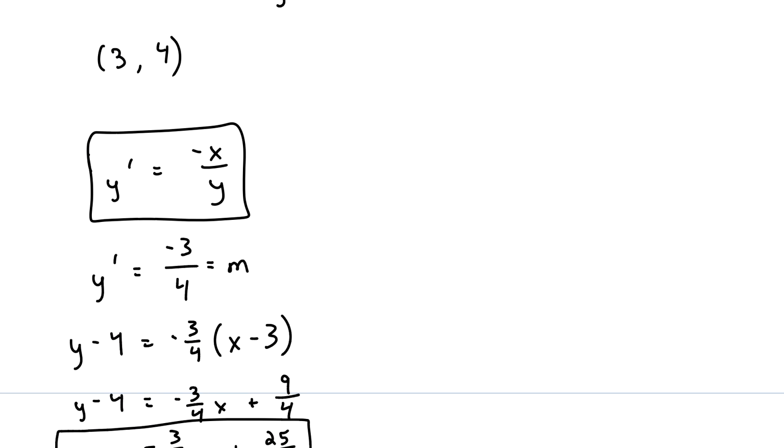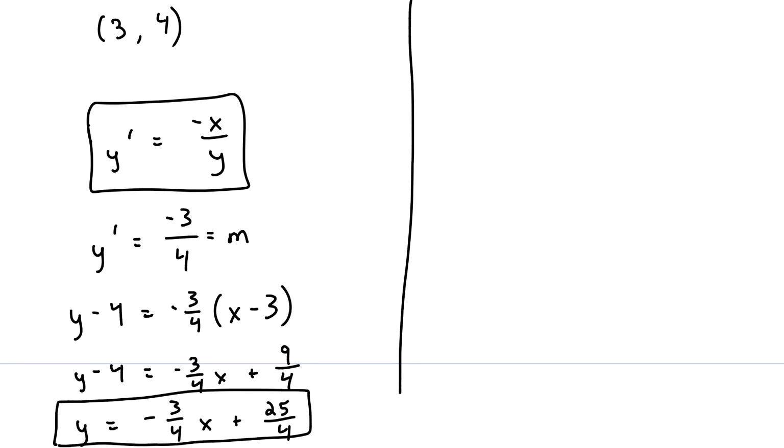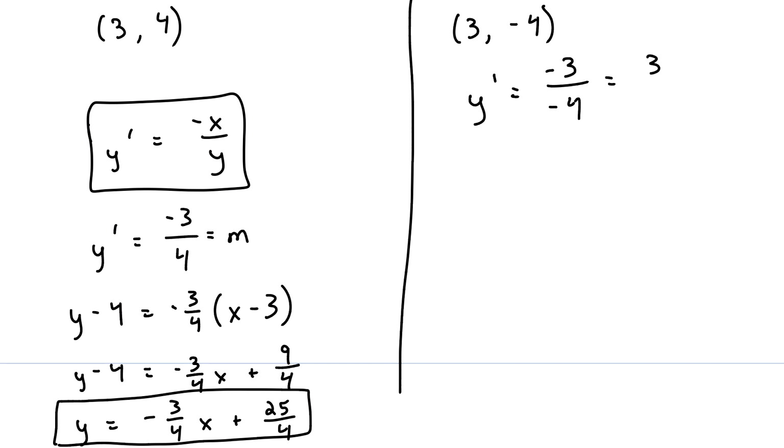But then there's another one too, right? We also have 3 comma negative 4. We said y equals plus or minus 4. So when we have a different y value, that is going to change our derivative. So that means when we find our y prime, we're going to end up with a different slope. So we need to find a new y prime. So in this case, that would be negative x, so negative 3 over y, which is negative 4. I'll simplify that to be positive 3 over 4. Again, this is the slope of my tangent line.